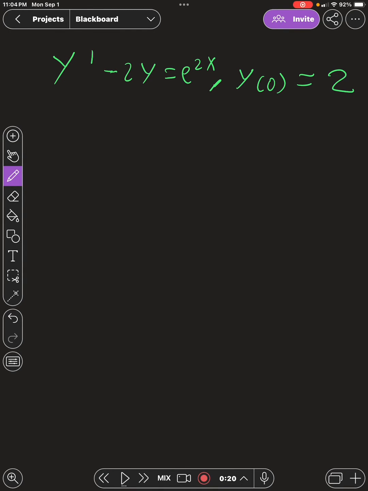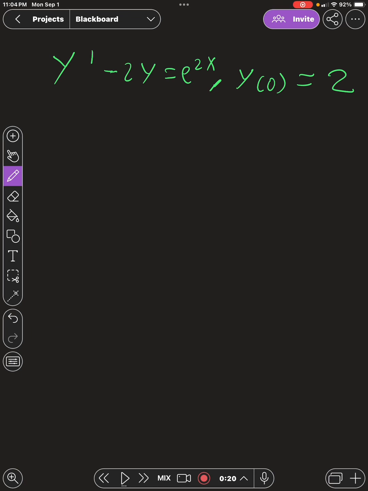All right, folks, let's tackle another differential equation. This time we have the equation y prime minus 2y is equal to e to the 2x. We are also given the initial value y of 0 is equal to 2. This comes into play later on. It can help us determine the constant.